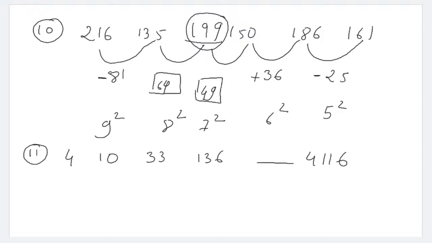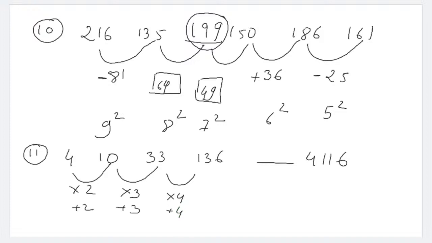If you look here, it is something like 4 into 2, 8 plus 2. It looks like 10 into 3 plus 3. It looks like 33 into 4 plus 4. See, 33 into 4 is 132. 132 plus 4 is 136.